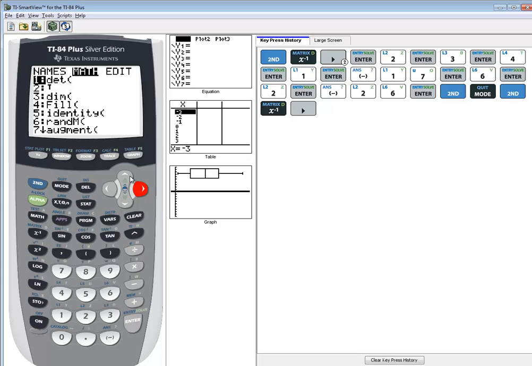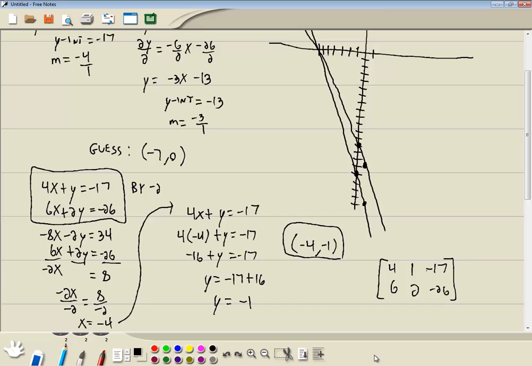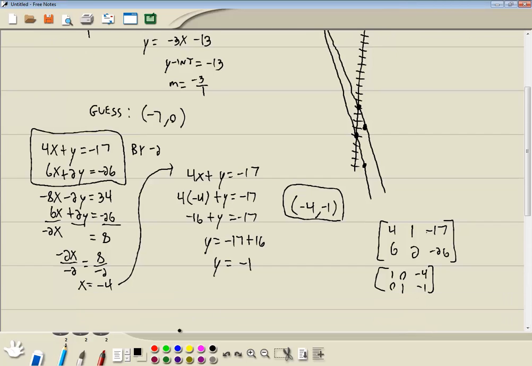Right arrow to math. Up arrow to RREF. Make sure you choose the one with 2 R's. Press enter. And I go back to my matrix menu, do enter on A, and enter again. And we come up with negative 4, negative 1. Now the question is whether it worked or not, and it did.